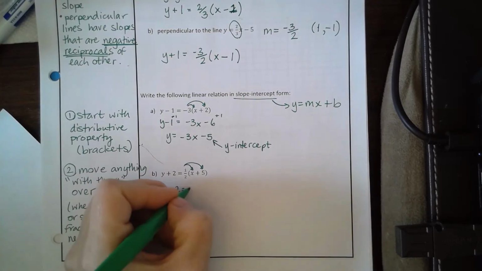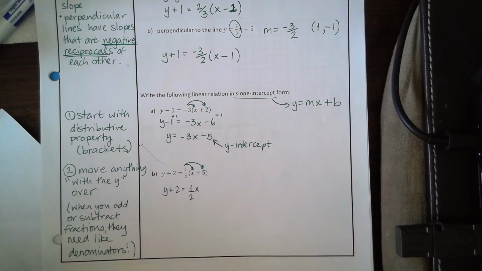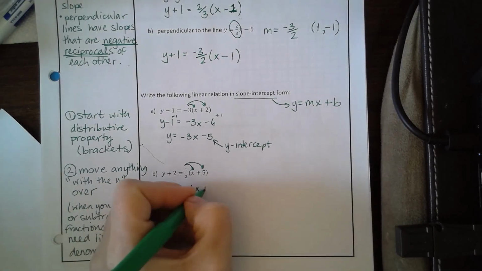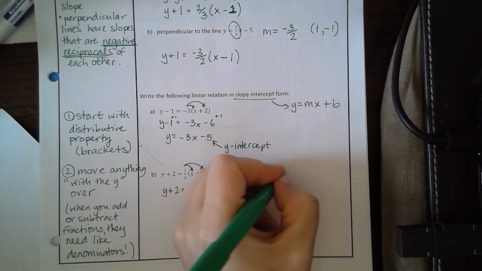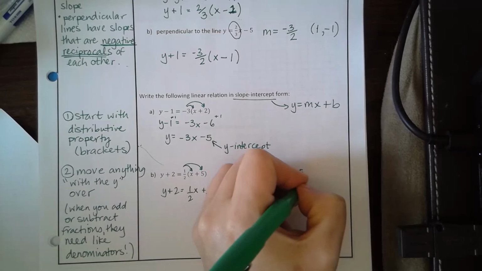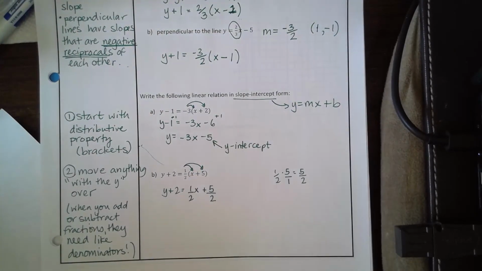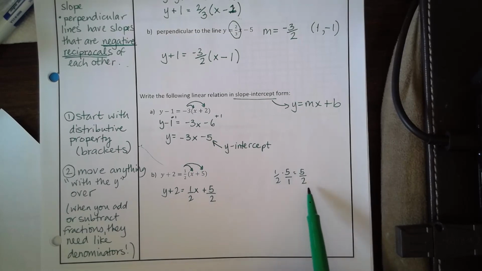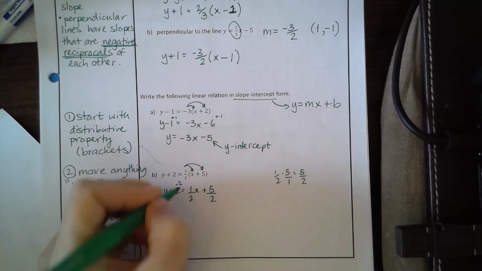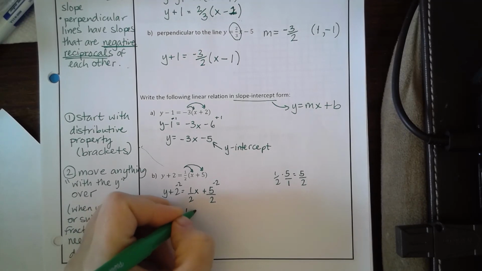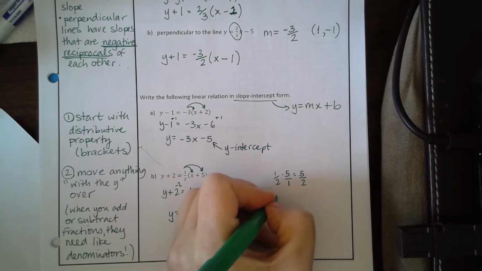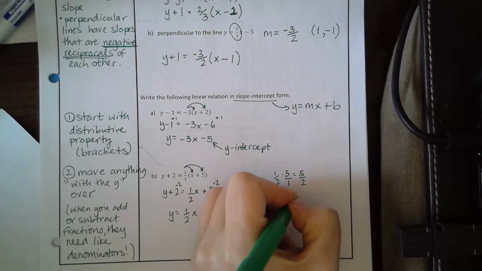Now, 1/2 times x is 1/2 x, and 1/2 times 5 is 5 over 2. Remember, we can think about that as 5 over 1 if we have to: 1 times 5 is 5, 2 times 1 is 2. And now the only thing we need to do is move this 2 over. So we're going to subtract 2 from both sides of our equation. Now we've got y equals 1/2 x, and we need to do 5 halves take away 2.